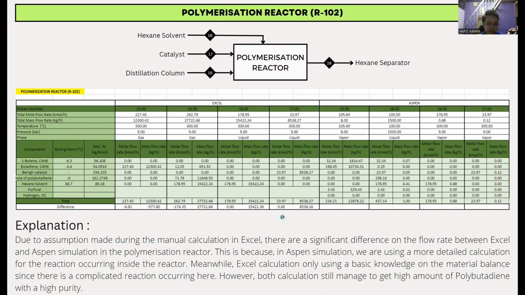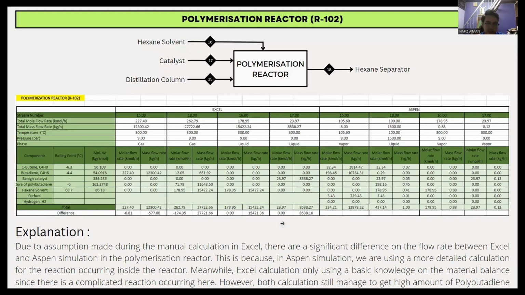So in conclusion, the results shown for Excel and Aspen Plus are different due to the lack of information on the unit that we are using. To further improve our calculation and result, we should do more research about the units and the components that we are using. Moreover, it is also logical that our result will differ because Aspen Plus uses more data and information to calculate the result compared to Excel. That's all from my part. Thank you.